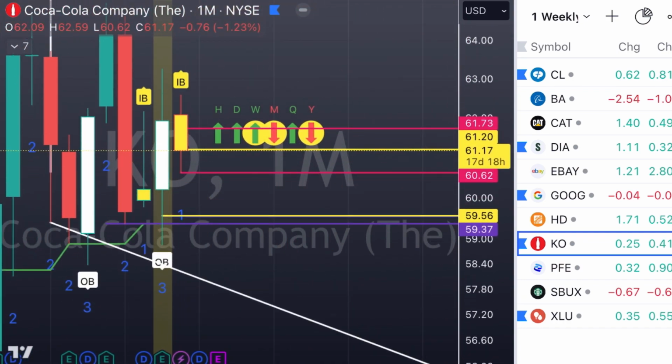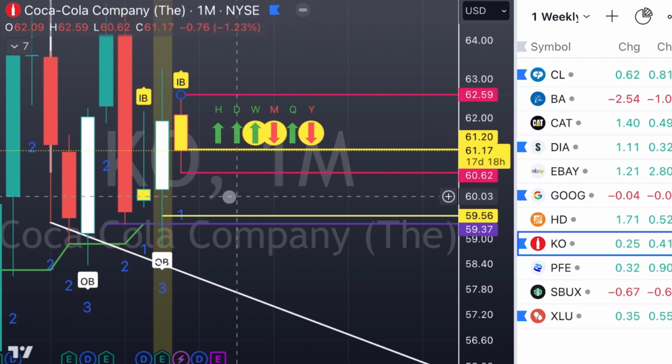We're going to look for the exact same thing. I'm just going to move that trigger, should be up there. We're going to look for calls at 62.59, puts at 60.62.